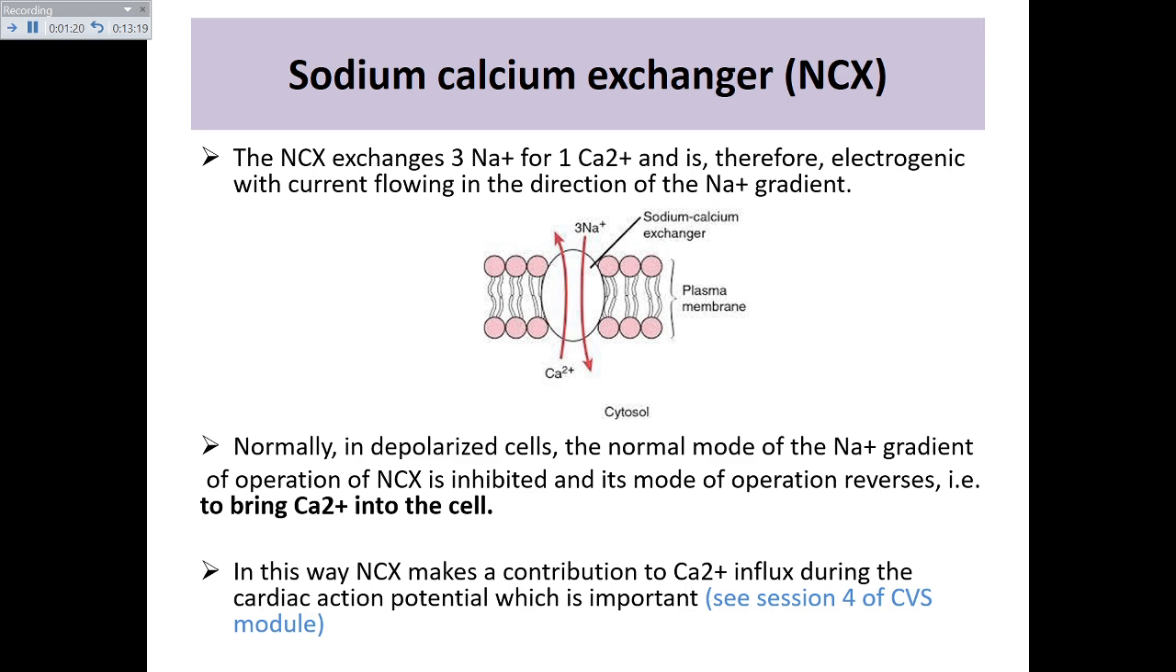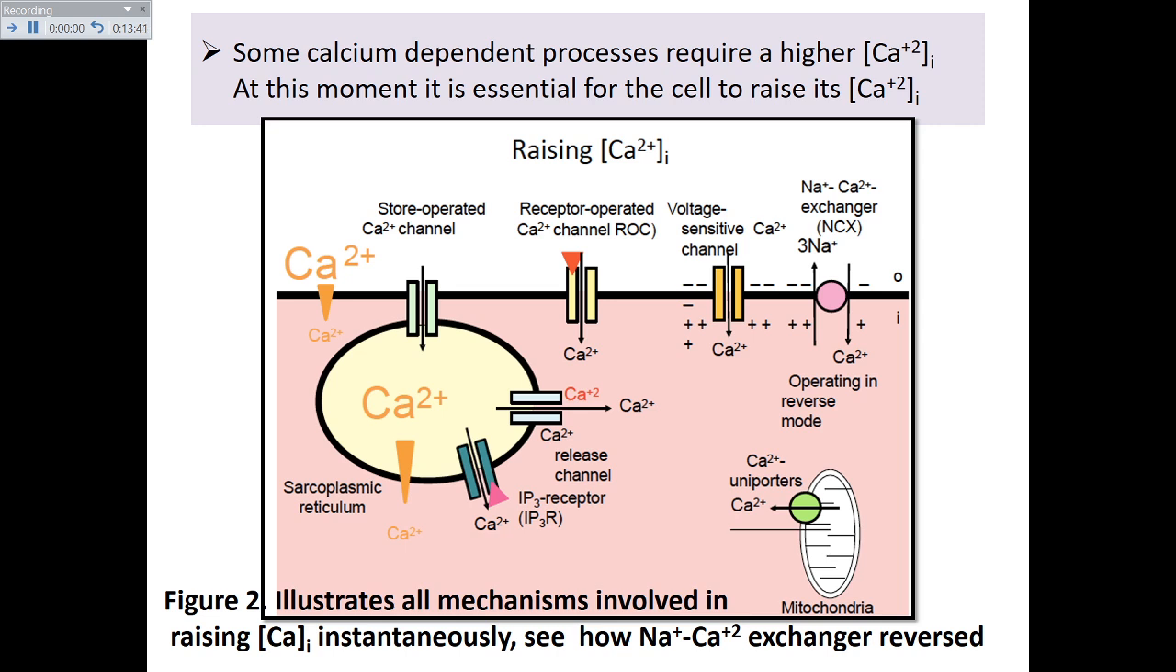For example, in cardiac muscle contraction, calcium is needed, because we know muscle needs calcium in order to contract. So inside the cell the calcium should be high, but it becomes high only for a short period of time, so it does not cause toxicity. Because some calcium dependent processes require a higher calcium inside the cell, as we said, like muscle contraction. At this moment it's essential for the cell to raise its calcium inside the cell.